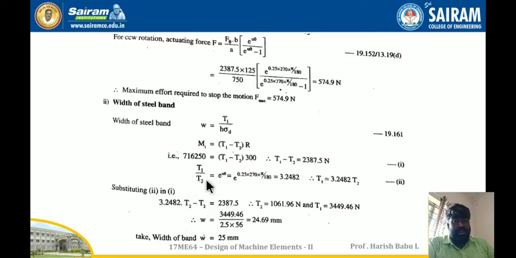So T1 by T2 equals e to the power of mu theta, which I can easily calculate as 3.2482. So I get T1 in terms of 3.2482 T2. Substituting these two equations in equation 1, I get W as 3449.46 divided by 2.5 into 56. I get that as 24.69 mm. So once you get the width of the band, that is 25.